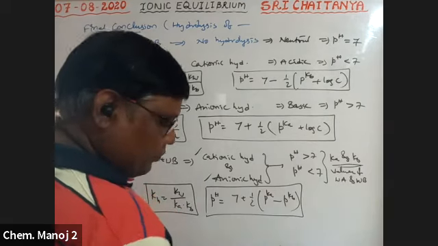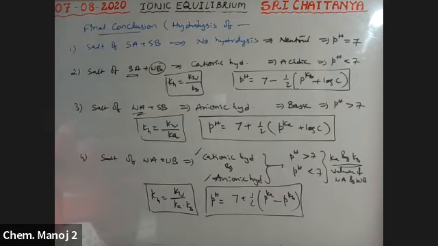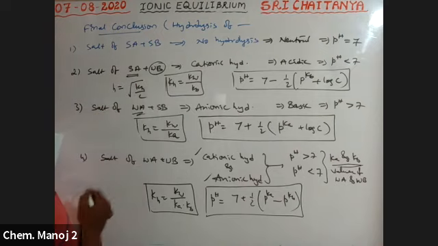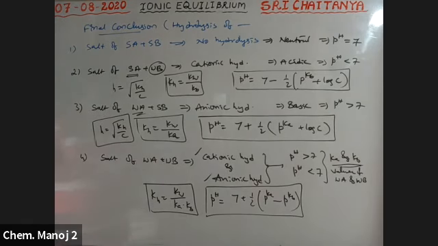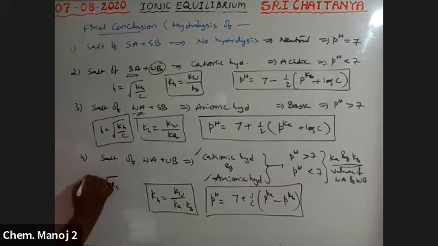Now, degree of hydrolysis. In the case of a weak base and strong acid, the degree of hydrolysis h is equal to root of Kh by C. Here also h is equal to root of Kh by C. Next, for the weak acid and weak base salt, h is equal to root Kh.